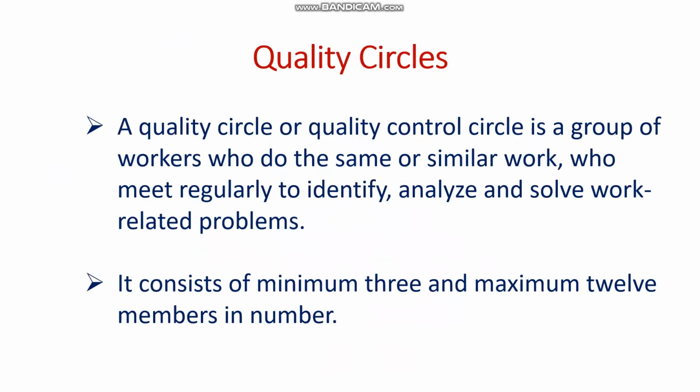Now we are going to see about quality circles. Sir, what is a quality circle? A quality circle or quality control circle is a group of workers who do the same or similar work, who meet regularly to identify, analyze and solve work related problems. It consists of a minimum of 3 and a maximum of up to 12 members.